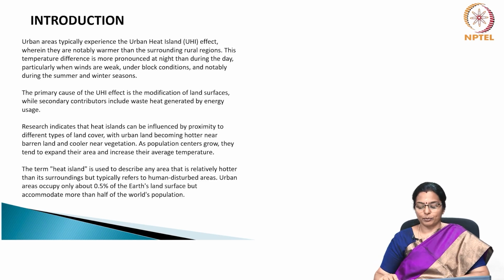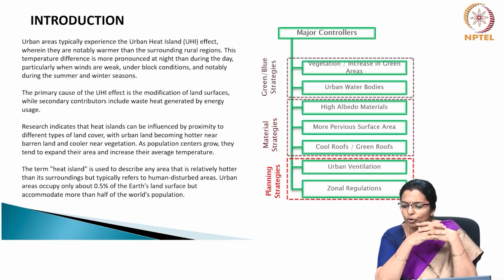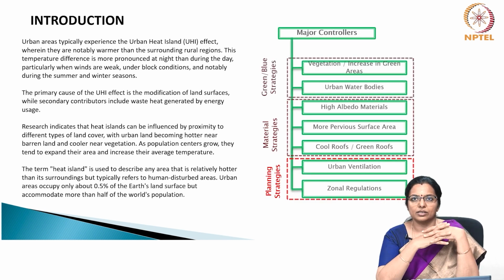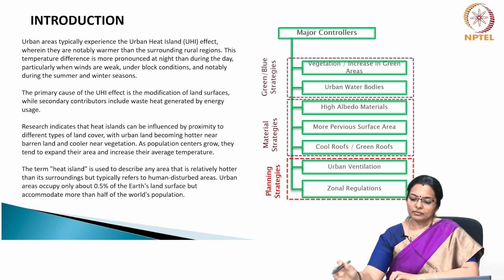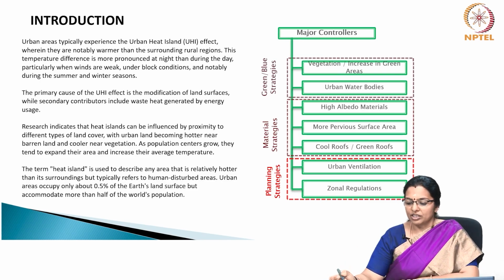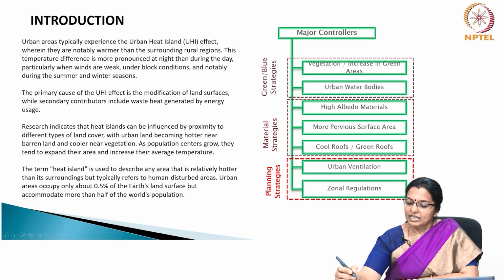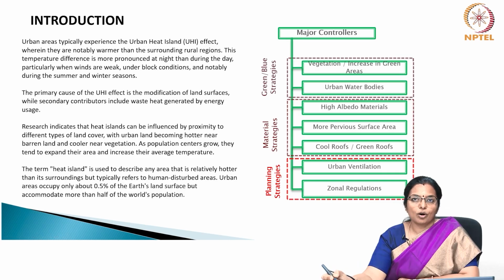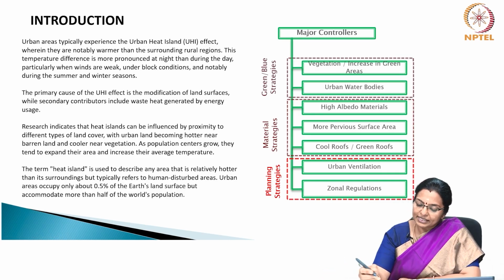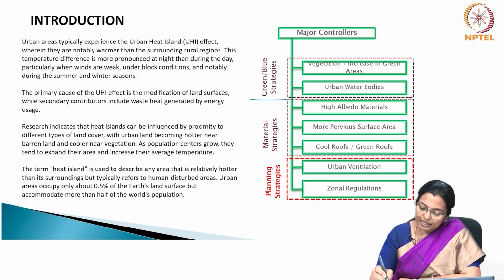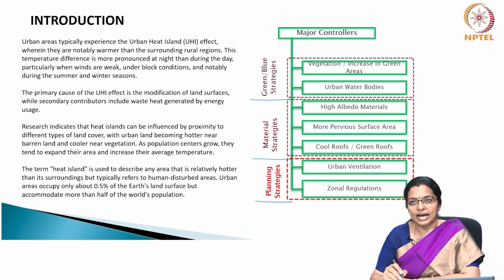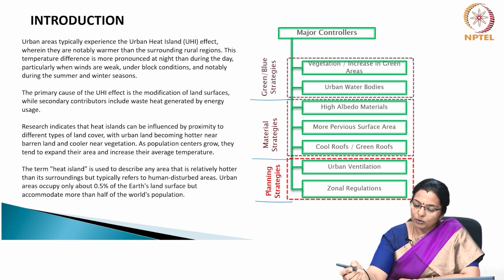Urban areas occupy only about 0.5% of the Earth's land surface, but accommodate more than half of the world's population. So, if you look at the major controllers of urban heat island, the green-blue strategy plays an important role, such as vegetation, because the major controllers of urban heat island can be segregated into three. One is the green and the blue strategy, second is material strategy, and third is planning strategy. The green and blue strategy refers to vegetation.